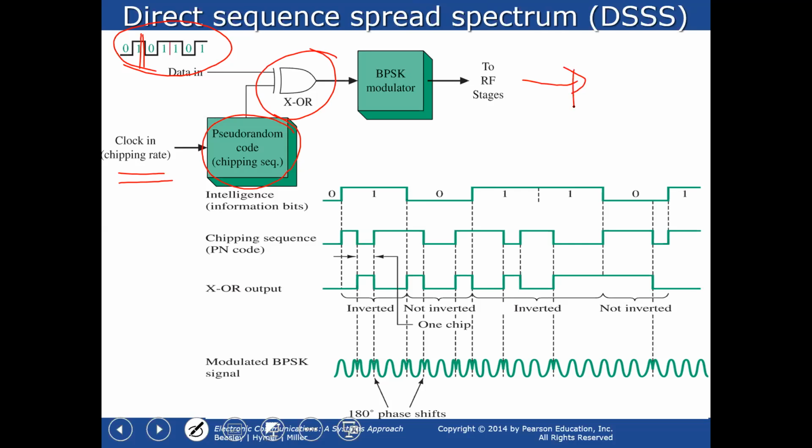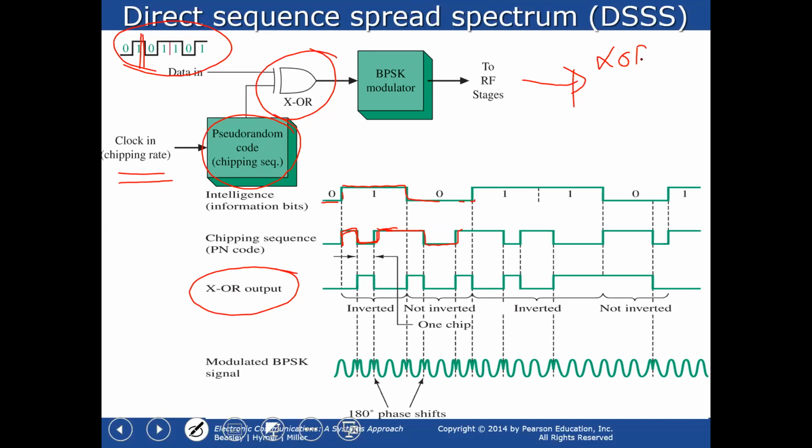So for example here, this is my original information, and this is the chipping sequence. The chipping sequence is something that is randomly generated, and it's part of your signal. So it's only taking parts of it, it's chopping it. What you will do here is apply your XOR gate.